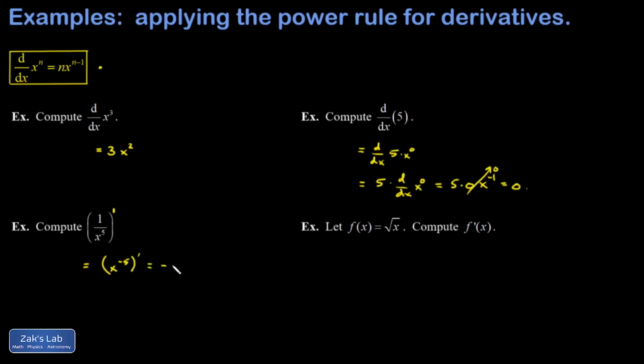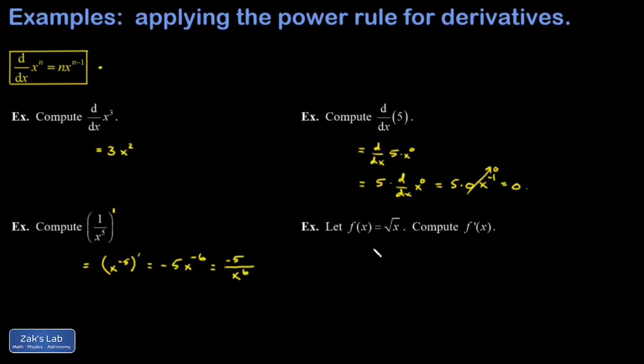So I bring negative 5 out in front, times x to the negative 6, again subtracting 1 from the original exponent. And it's a little bit rude to leave it in that form, so I'm going to write it as negative 5 divided by x to the positive 6.